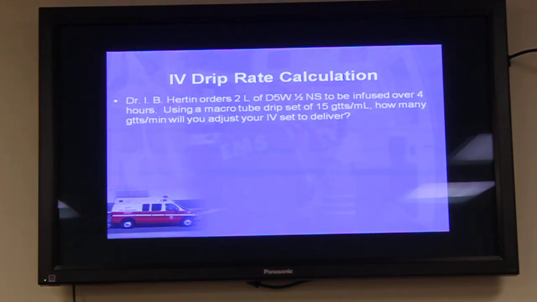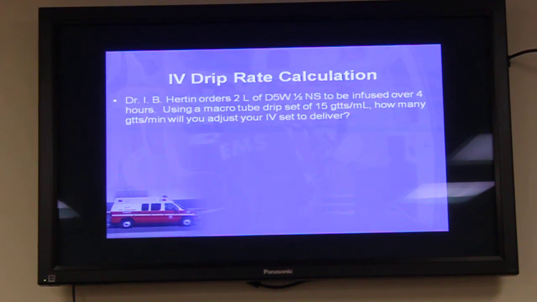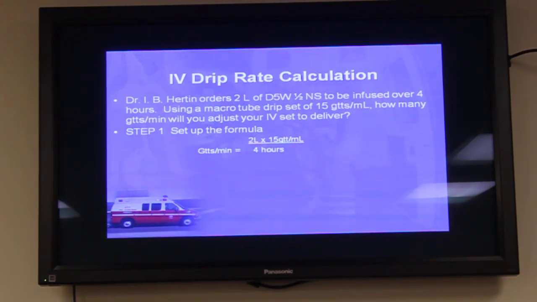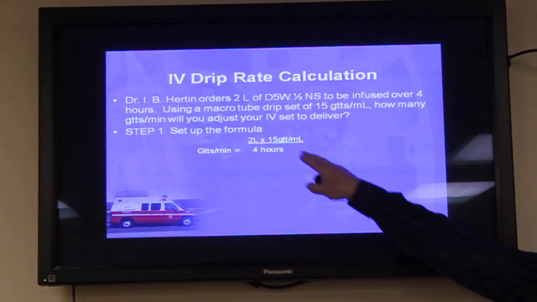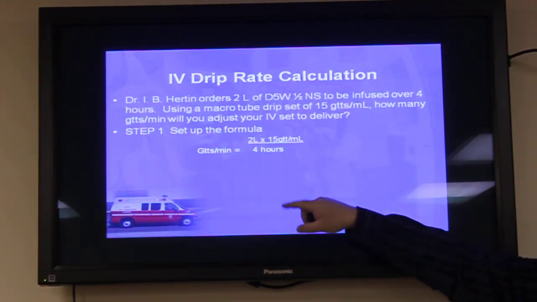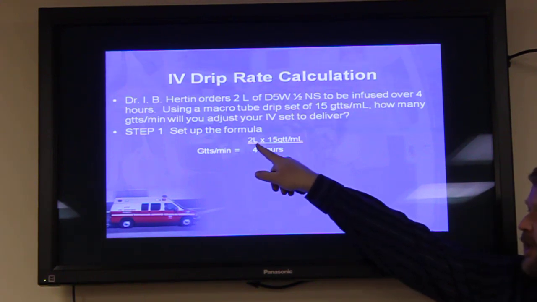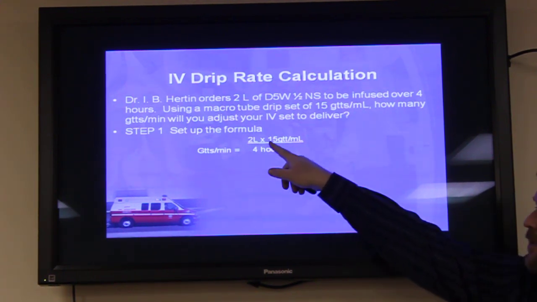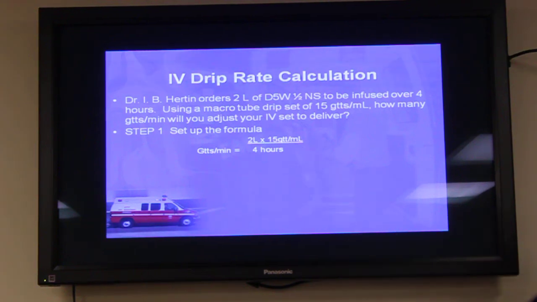Dr. Hurton orders 2 liters of D5W and half normal saline to be infused over a period of 4 hours. Using a macro tube drip set of 15 drops per milliliter, how many drops per minute will you adjust your IV set to deliver? So let's go ahead and set up our formula. The formula is, and try to keep the 15 over here on the side just a bit, 2,000 divided by 4 hours, and you're going to multiply the sum of that by 15.